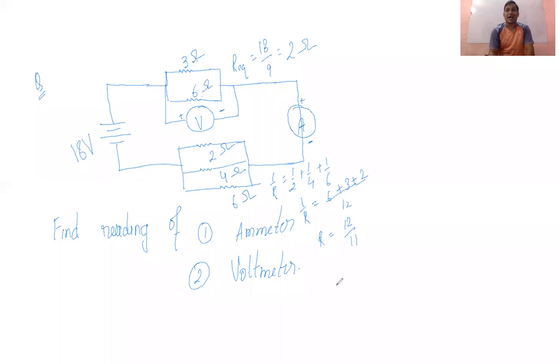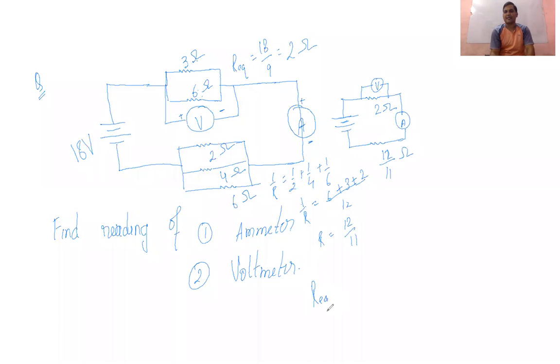So the total circuit will be like this. Once you find the equivalent resistance of this one and this one, the circuit will be like this. There will be the battery of 18 volt. Here will be one resistance, and here will be another resistance, and here will be your ammeter, and here will be your voltmeter. So this becomes 2 ohm, and the equivalent of these came 12 by 11 ohm. So now these are in series.